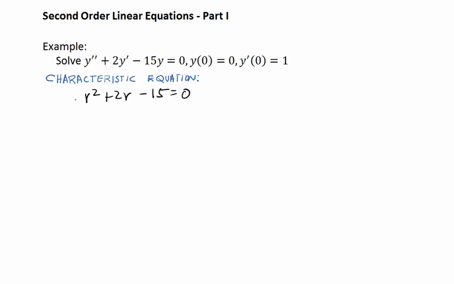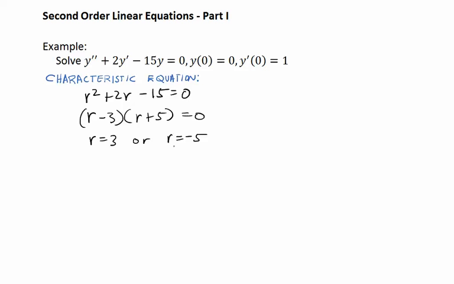This is a quadratic equation whose coefficients came from the coefficients in the differential equation. We can actually solve this quadratic equation by factoring. It factors as r minus 3 times r plus 5 equals 0, and therefore the solutions of this characteristic equation will be r equal to 3 or r equal to negative 5.